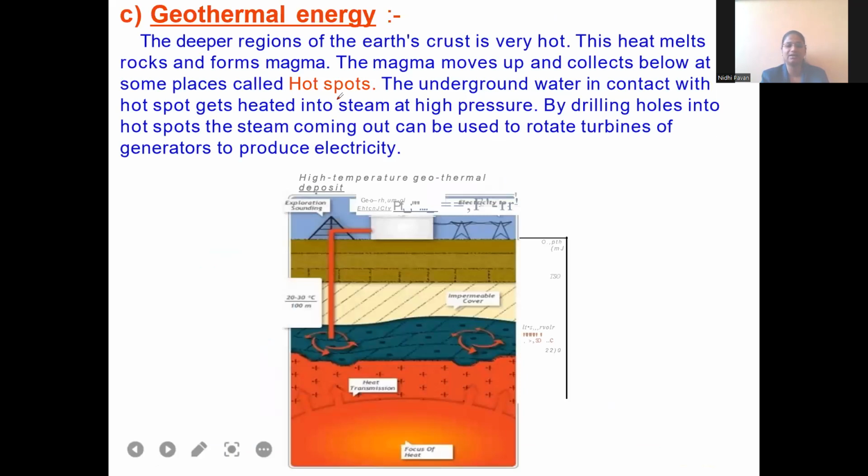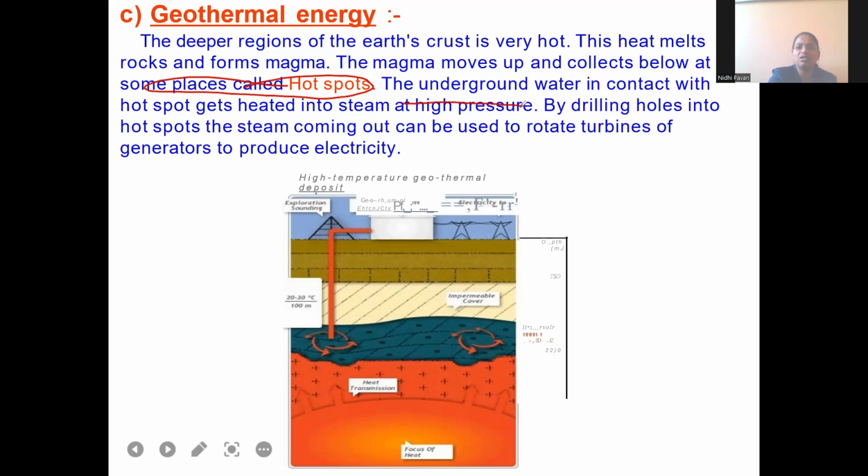Next one is geothermal energy. Geo means earth. The deeper region of the earth will have the highest temperature. It will be very hot, so hot that the heat will melt the rocks and form a substance called magma. Whatever magma is formed will move up and collect below at some places, which are called hotspots.